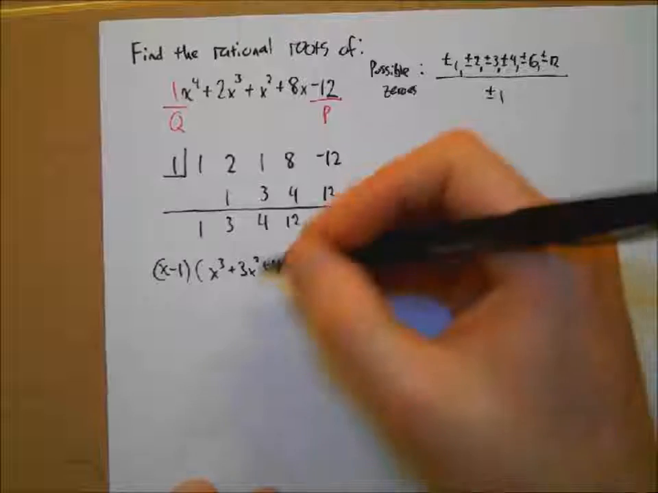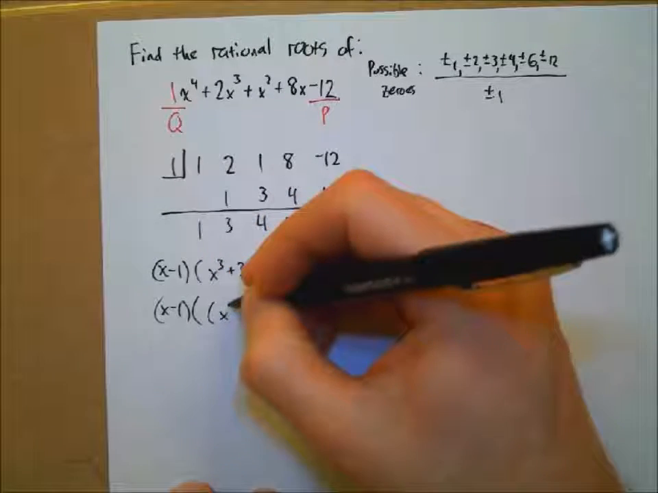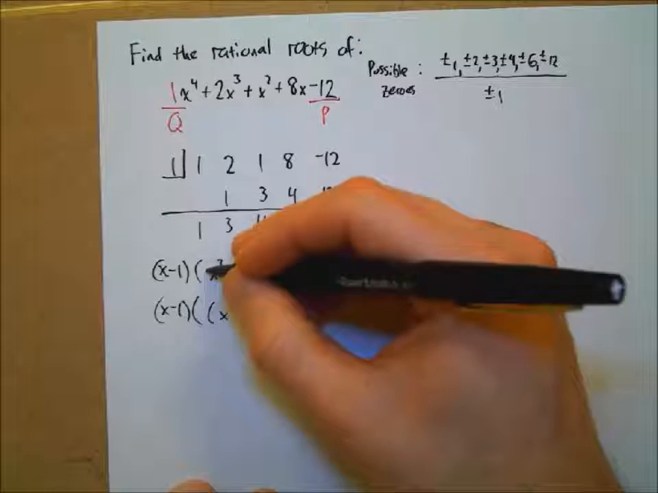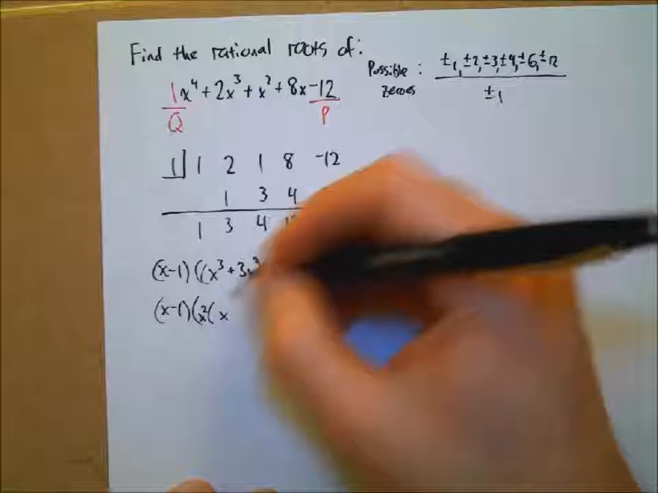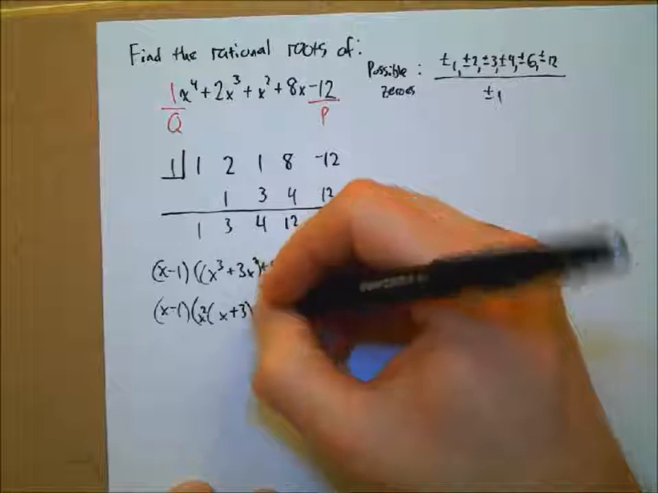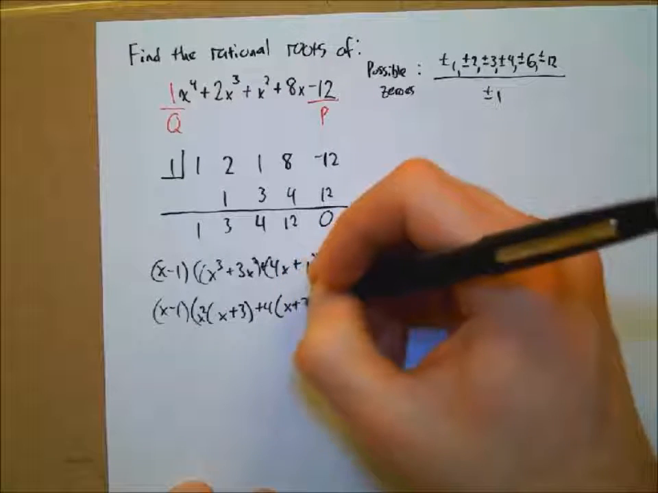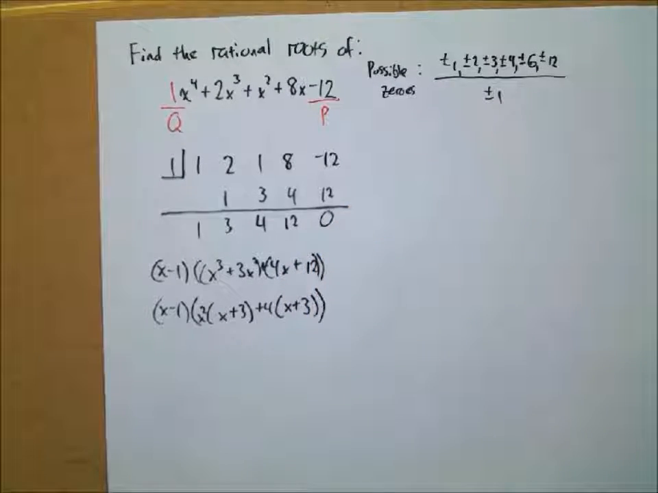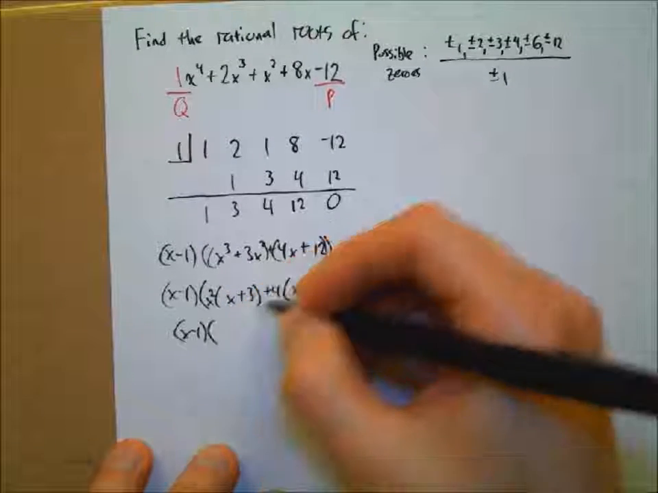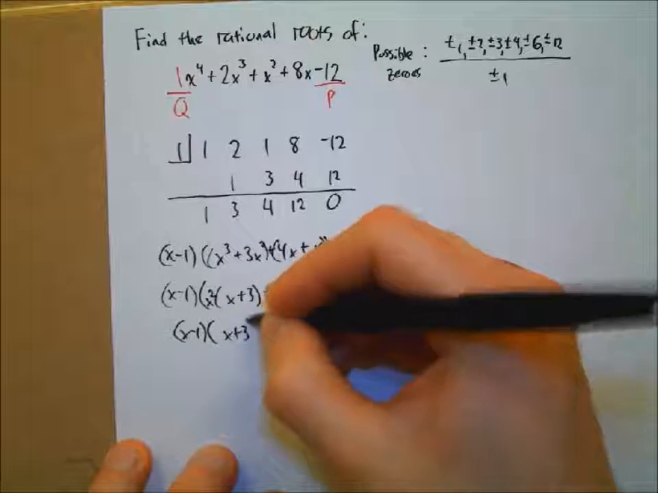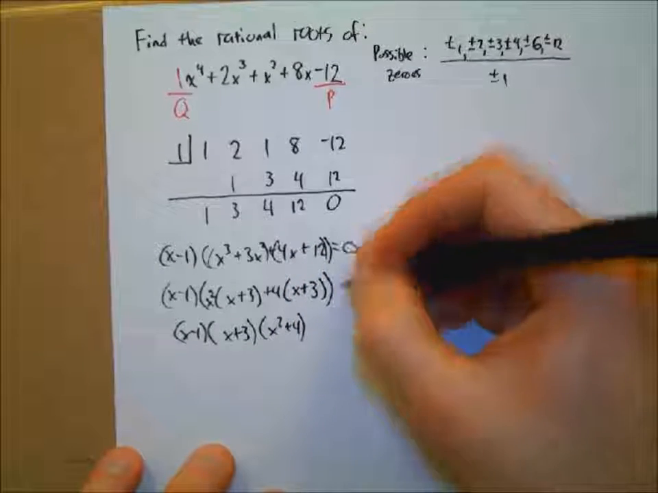Let's see here. So if I group the x cubed, I can factor out an x squared from this first group here. So I'm going to get x squared there, and that leaves behind an x plus 3. And then the second group, I can factor out a 4. And that also leaves behind an x plus 3. Okay, and so we're left with x minus 1 times x plus 3. And that leaves us with an x squared plus 4 in the end there. And these are all equal to 0 here.